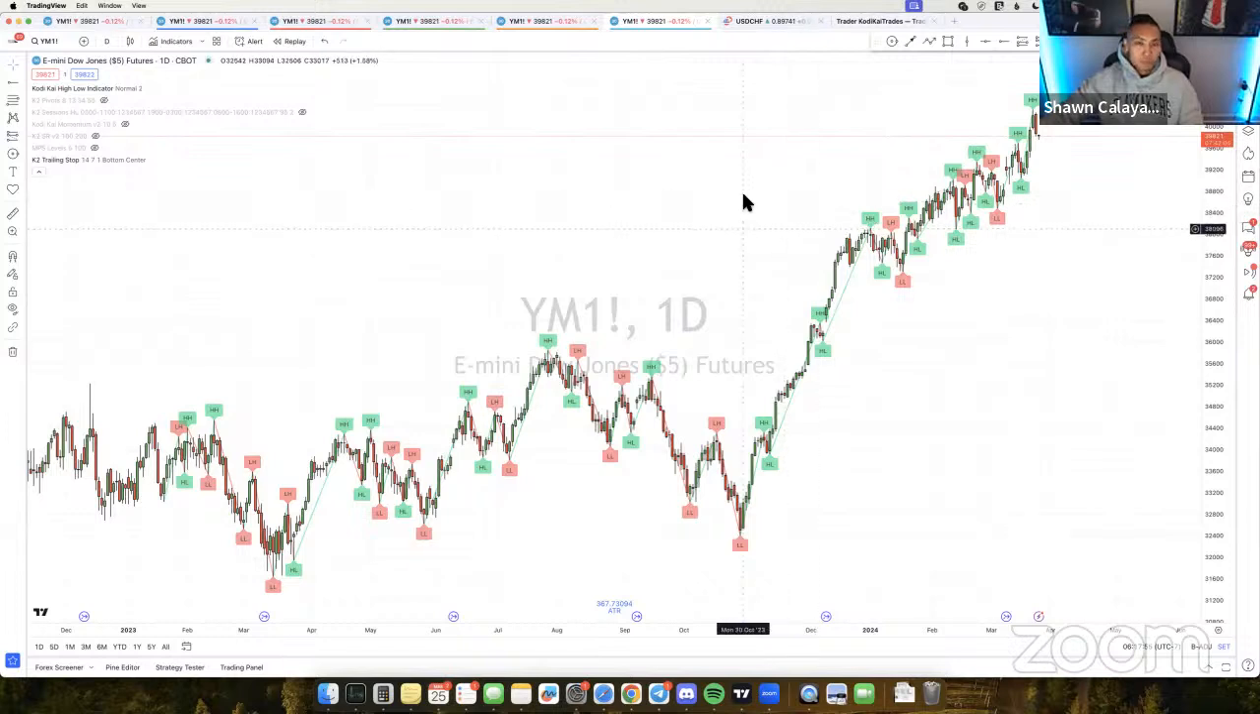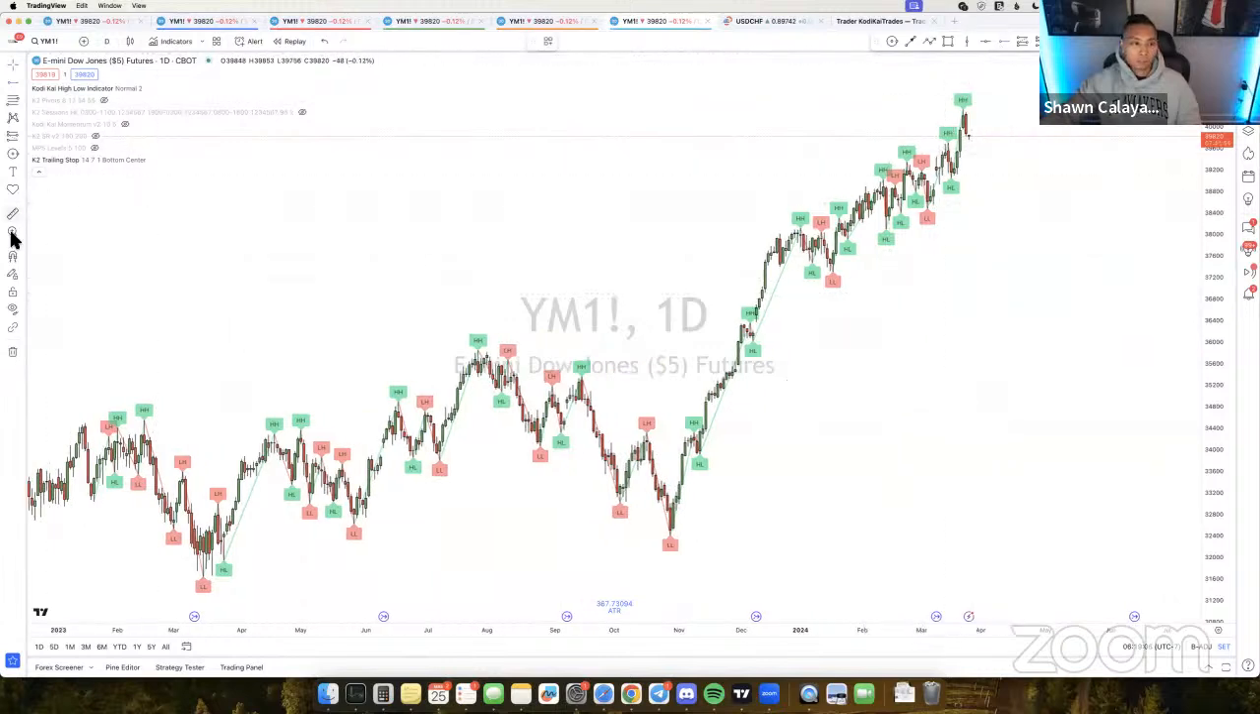So I'll give a few moments for people to make their way in. And as people join in, I'm going to go ahead and start marking up liquidity over here. All right, so let's start off over here with the daily chart.